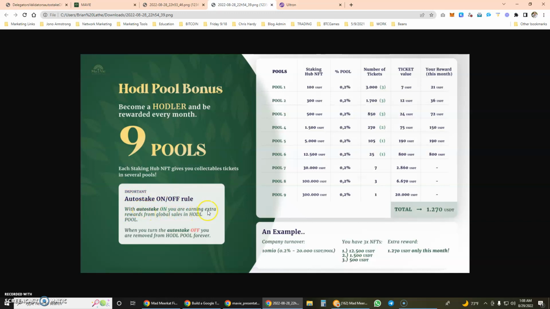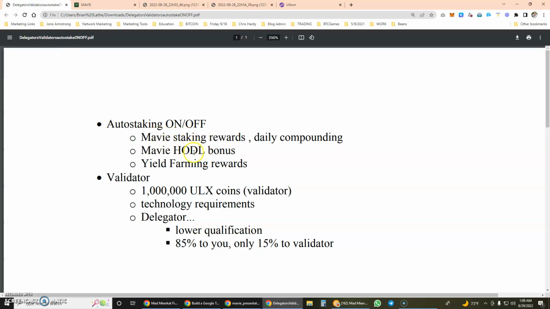With auto stake on, you are earning extra rewards from global sales in Huddle Pool. These rewards, by the way, are passive income. They are not based on you recruiting anybody, just simply buying these staking hubs. When you turn the auto stake off, you are removed from the Huddle Pool forever. So even if you were to turn it off for 1 second, you lose this bonus forever. Okay, so you definitely want to understand that this is on top of the other bonus. These are 2 different bonuses, and the Huddle bonus is paid monthly.